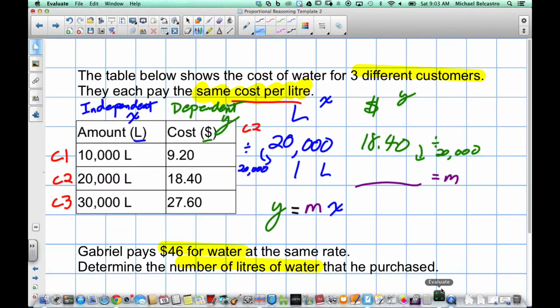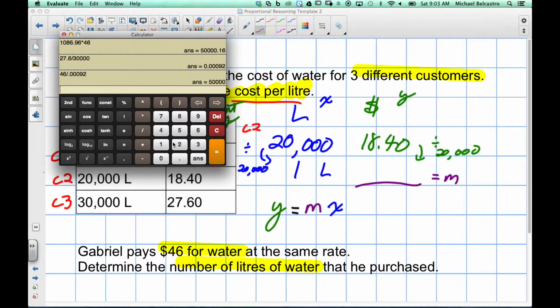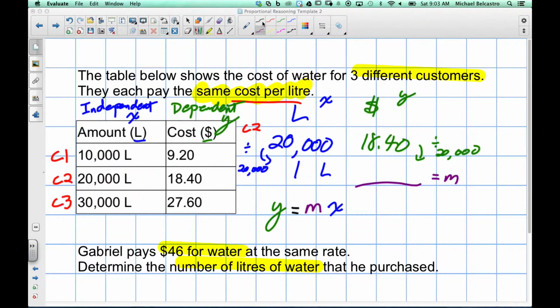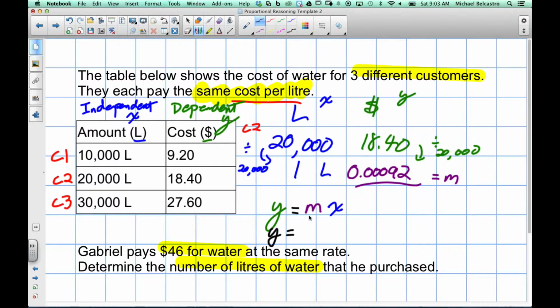So let's take out our calculator here. We're going to take $18.40 and divide it by our 20,000. And we get a decimal followed by 3 zeros, and the number is 92. So our rate is 0.00092. So we write our little equation here. We have y is equal to, we'll replace m with 0.00092, x. Okay, this will help out a lot. So we're going to put this into our dynamic software, and we're going to solve for our $46 of water.